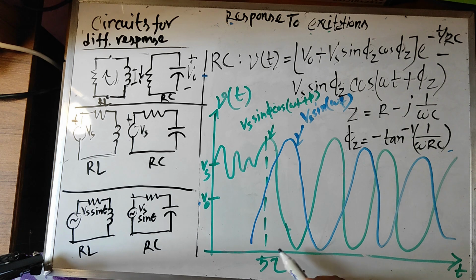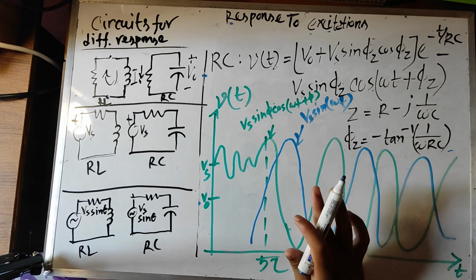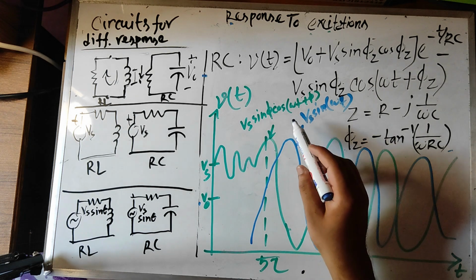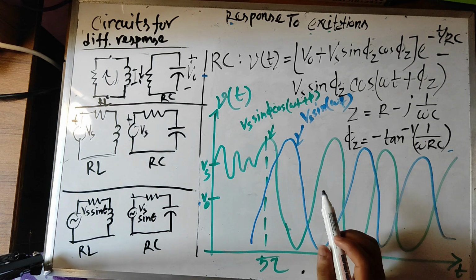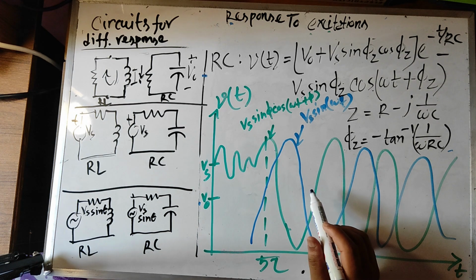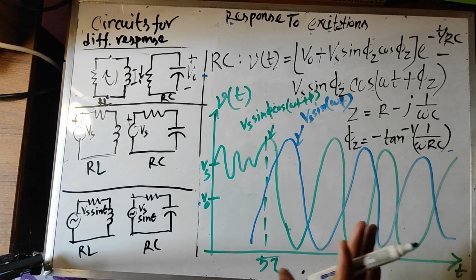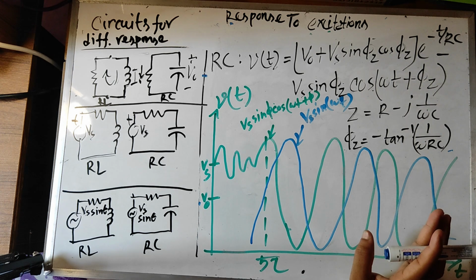And if we compare this with our input voltage, the input voltage is Vs sine omega t. This is the Vs sine omega t. So cos obviously leads the sine term. So I think approximately this is the response of the RC circuit to sinusoidal input.